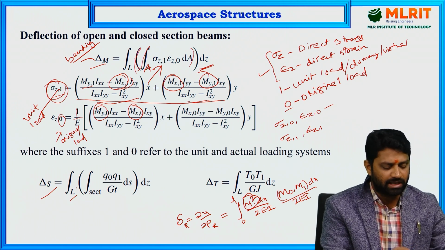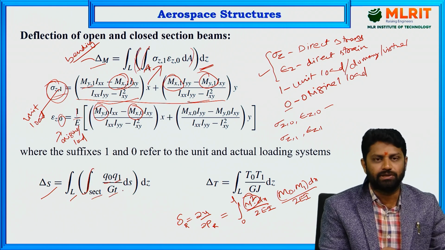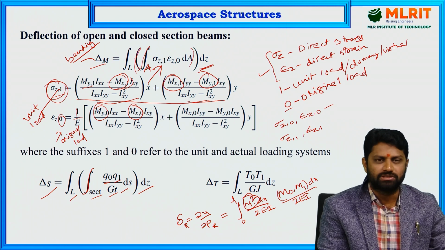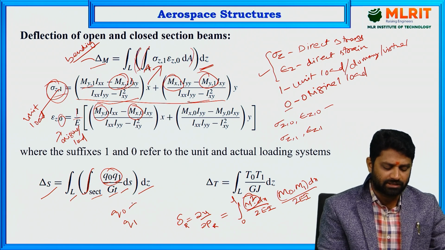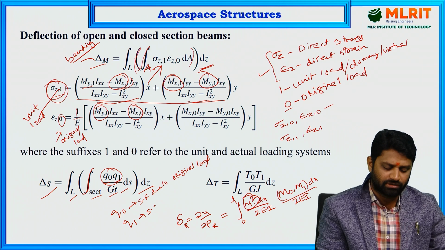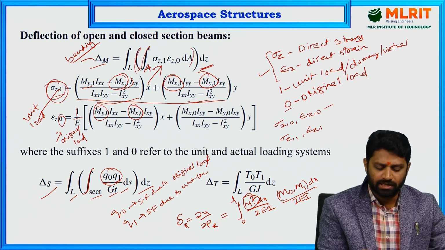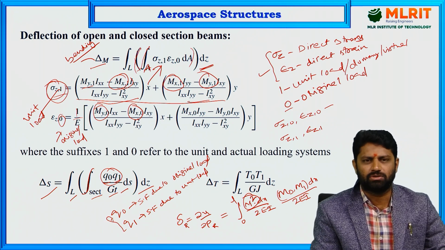The formula for this is the integral from 0 to L and the integral over the section of q naught q1 divided by Gt into ds into dz. So again q is the shear flow, so instead of q square, we are going to write q naught and q1. Again q naught is nothing but the shear flow due to the original load, and this q1 is nothing but the shear flow due to unit load. Okay, so we have to use the formula which we know for shear flow distribution in either open or closed section beams.